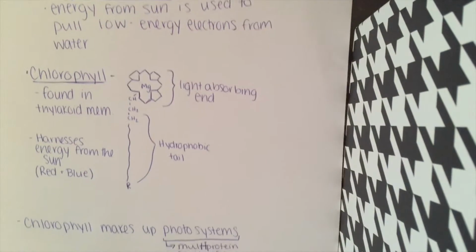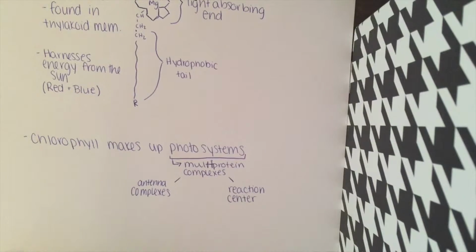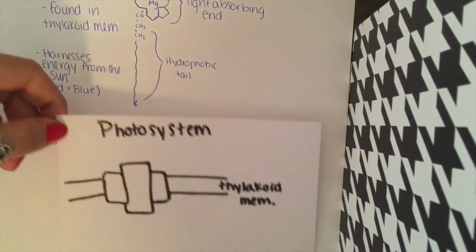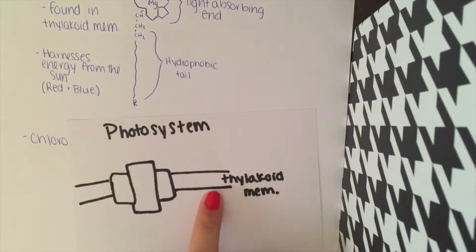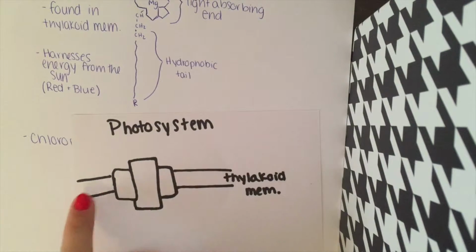So the chlorophyll makes up things called photosystems. Now, photosystems are just multi-protein complexes, and they have two main parts to them. They have antenna complexes, and they have the reaction center. So here's a picture of a photosystem. We see we have the thylakoid membrane right here. So this space is the thylakoid membrane. And then we have an antenna complex here, an antenna complex here, and the reaction center right here in the middle.